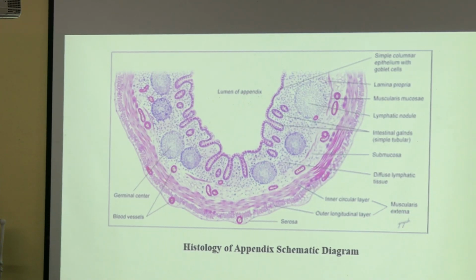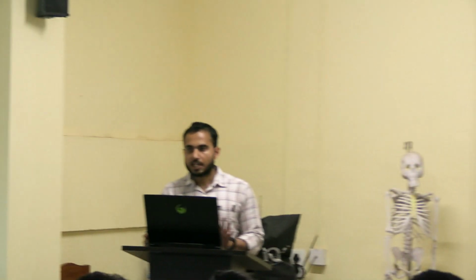Now what about appendix, whether it is intraperitoneal or retroperitoneal? Which type of organ is this? It is intraperitoneal, completely covered by peritoneum. What is the name of the peritoneal fold? Mesoappendix. So that is all about the large intestine.